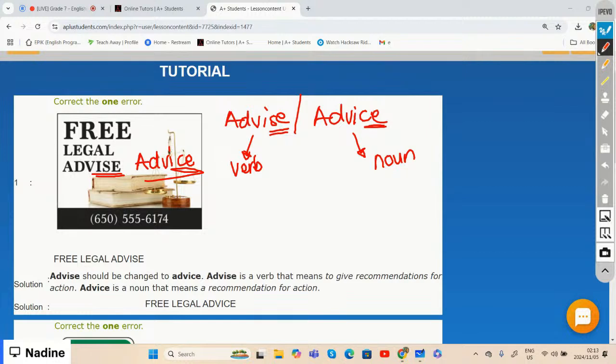But advice is where they want to basically tell you what to do. They have already given you the recommendation for action. It's not like you are giving it to them. Advice is the recommendations, but it's not, for example, giving it, right?